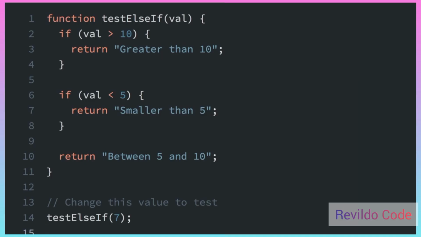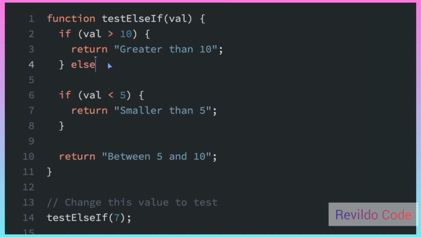If you have multiple conditions that need to be addressed, you can use else if statements. It's a way of chaining if statements together. In this example, we have three conditions. If value is more than 10, we're going to return greater than 10. If it's less than 5, return smaller than 5, or else we're going to return 5 and up. So this is a perfect use case for an else if statement. So this is how we do it.